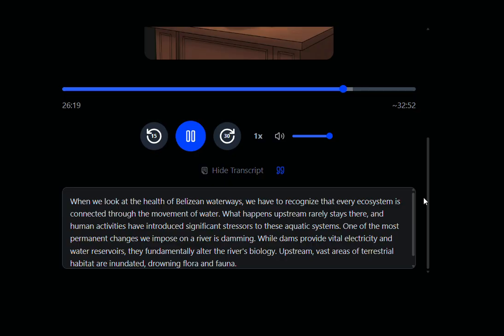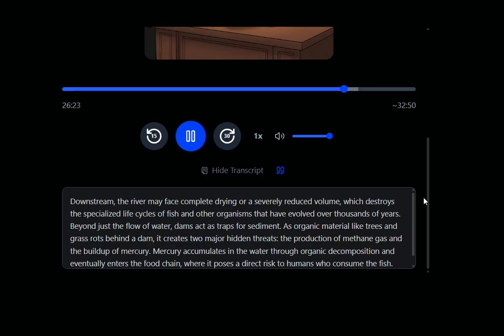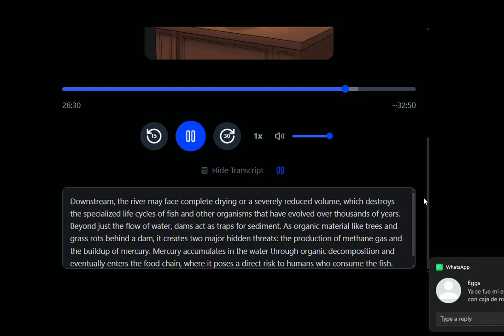Upstream, vast areas of terrestrial habitat are drowned, along with flora and fauna. Downstream, the river may face complete drying or a severely reduced volume, which destroys the specialized life cycles of fish and other organisms that have evolved over thousands of years.